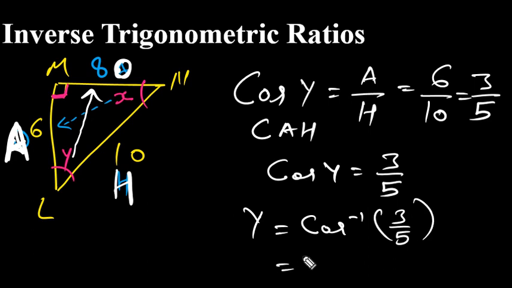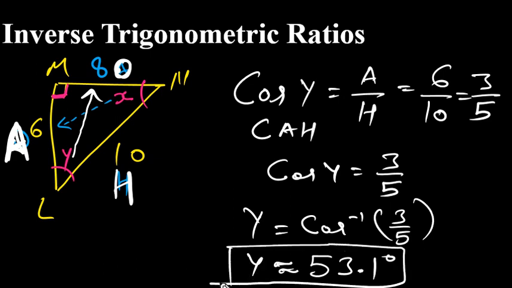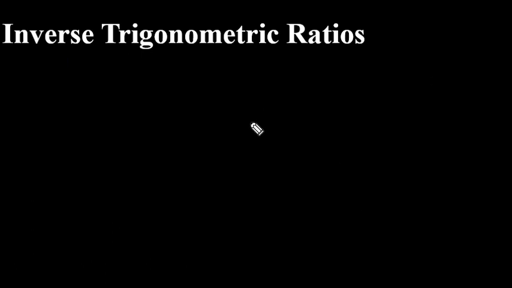And cos inverse 3 over 5, again use the calculator, because even I don't know how much it is. So shift cos 3 over 5, and that will give you 53.13. So 53.1 approximately. 53.1 degrees is your answer. So that's how you will solve. Okay, let's solve a few more, and this time I'll do it quick now.